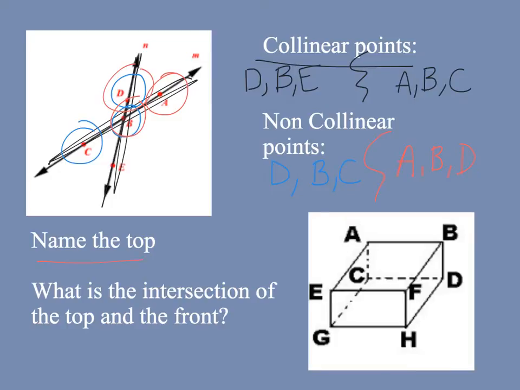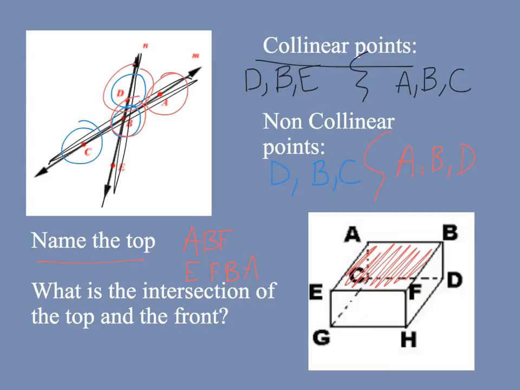Down at the bottom, name the top of the plane. When you name a plane, you need 4 points or 3 points and no commas. So the top could be A, B, F. That's a combination. It could be A, E, F, B, A.